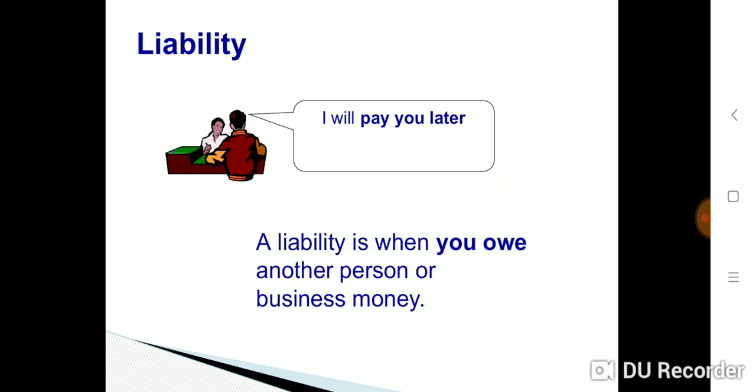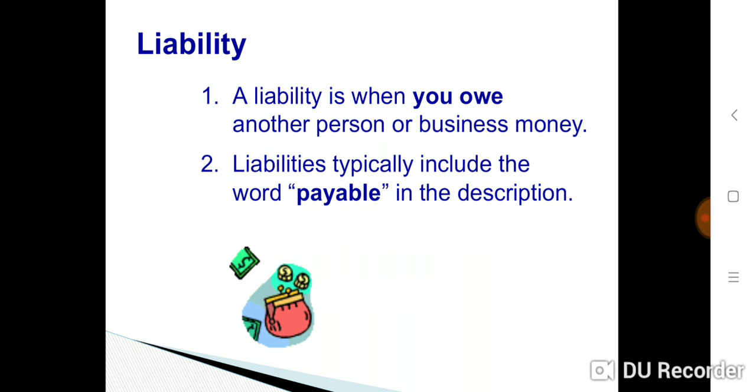Liability means total amount payable by the business to others is known as a liability. A liability is when you owe another person or business some money. It is a debt or amount due from the business to others for the benefits received by the business unit. Liabilities typically include the word payable in the description.